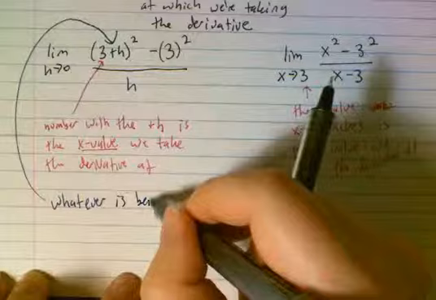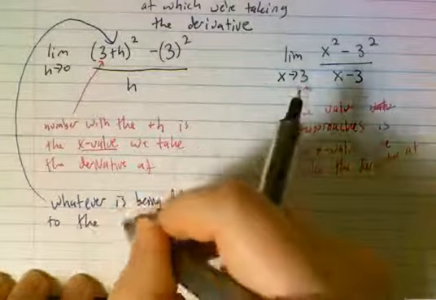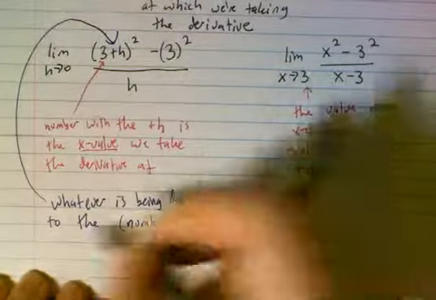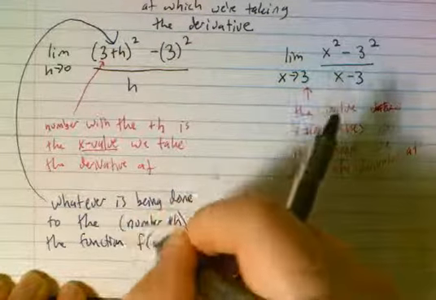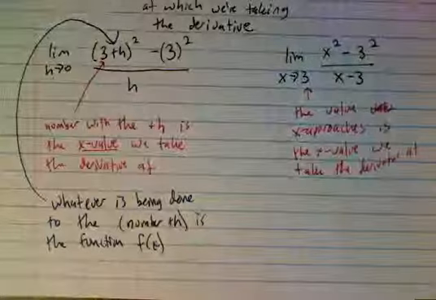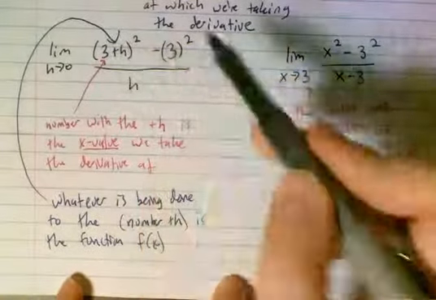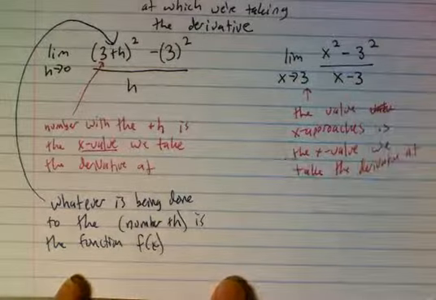Whatever is being done to the number plus h is the function f of x. This is also going to be done to the number without h. Notice that this is 3 plus h squared, this is 3 squared. That means our function is x squared.